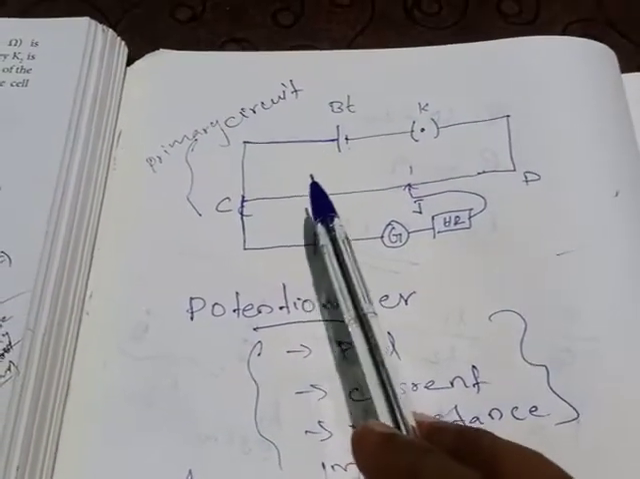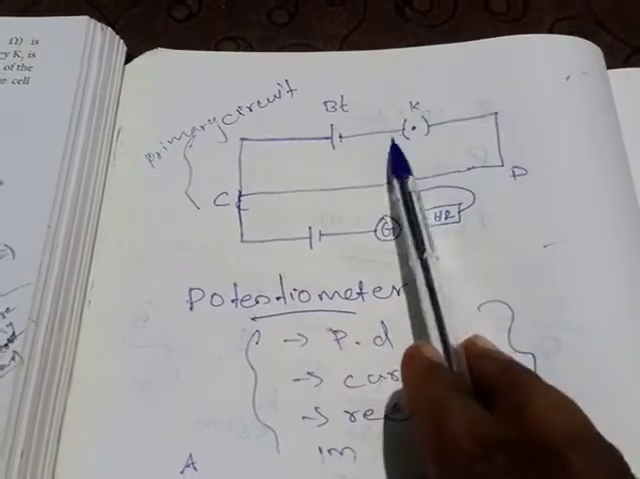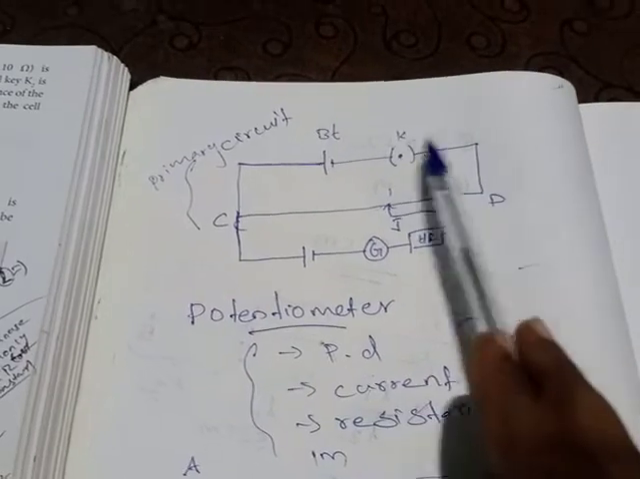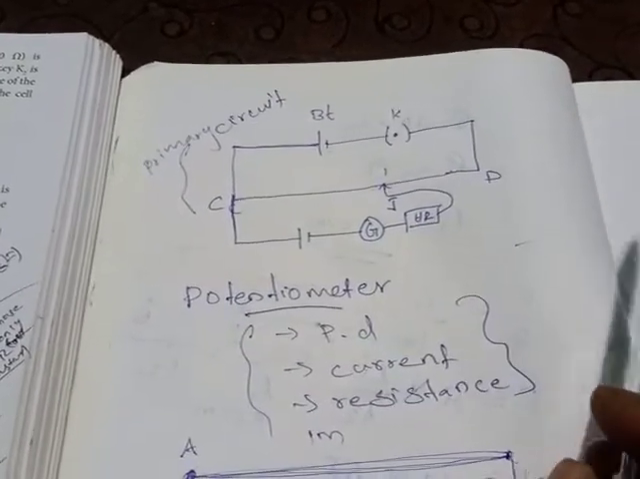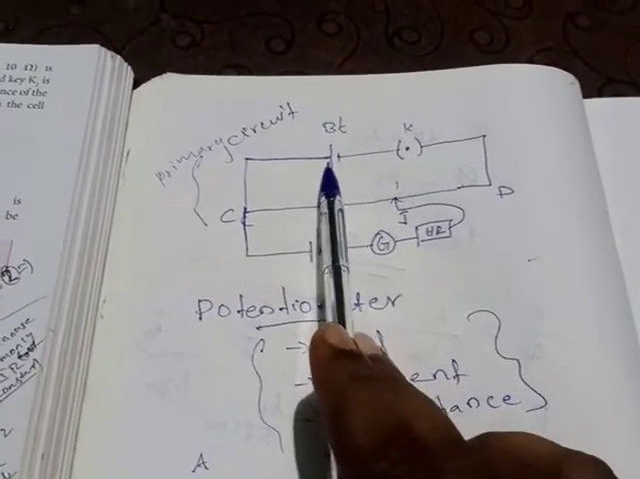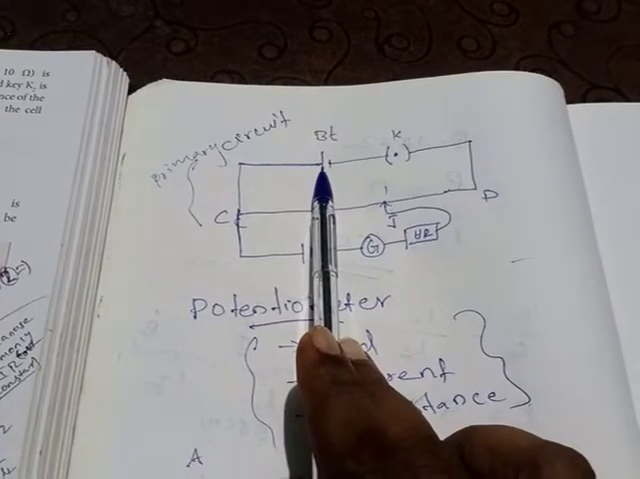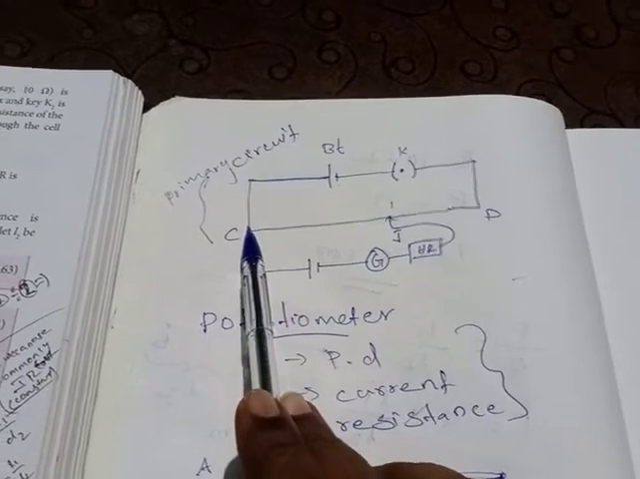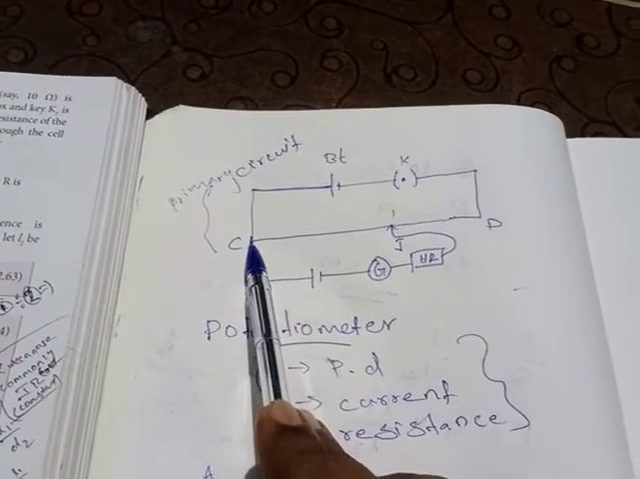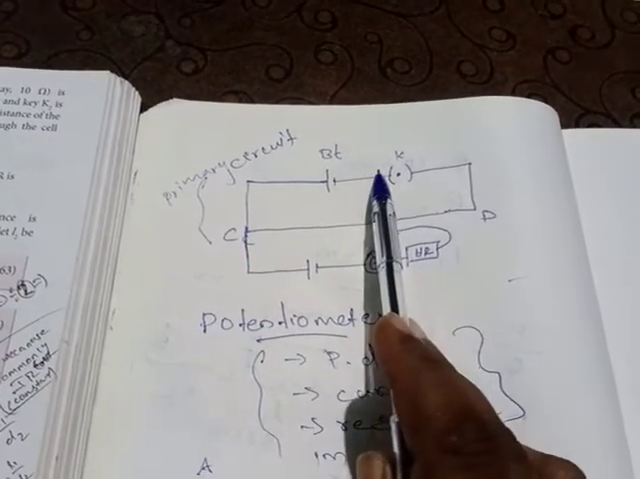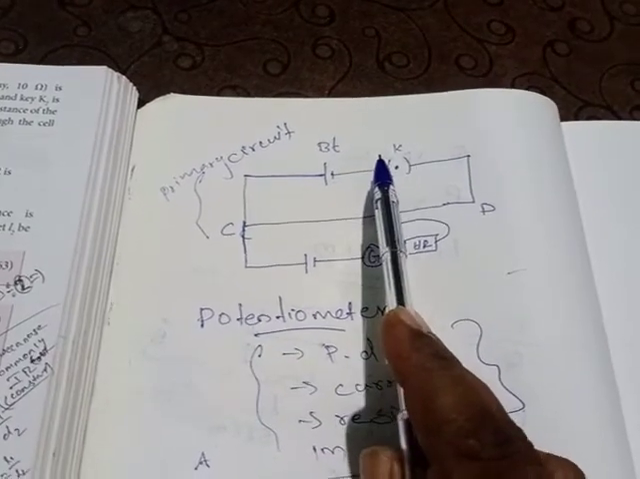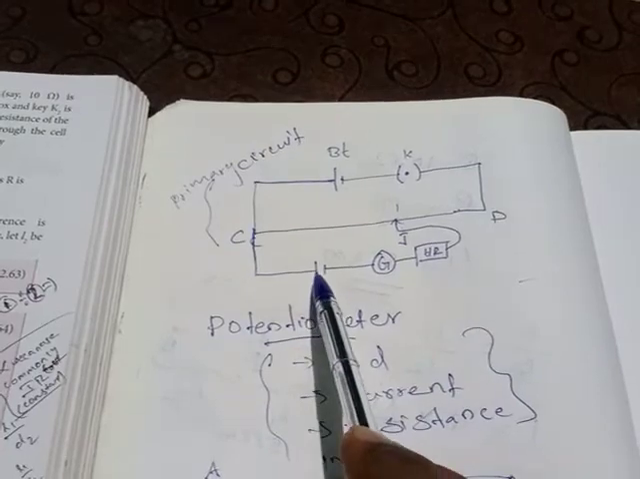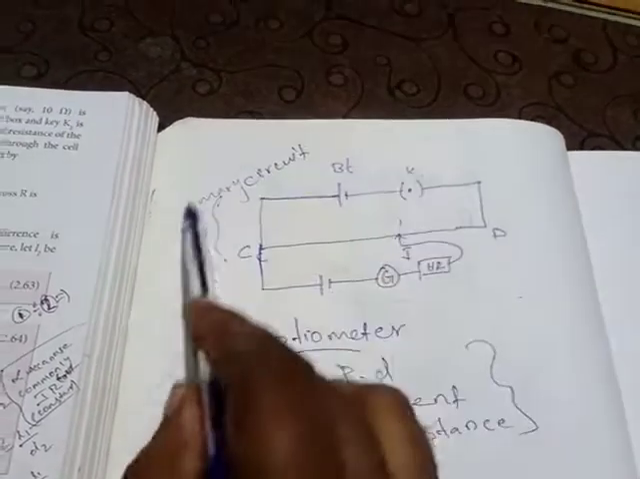So what are the things connected in the primary circuit? A battery, key, and the potentiometer wire are connected in the form of a primary circuit. You can see the positive terminal of the battery is connected at this point C. Then the negative terminal, you can see this negative terminal. This is the primary circuit.